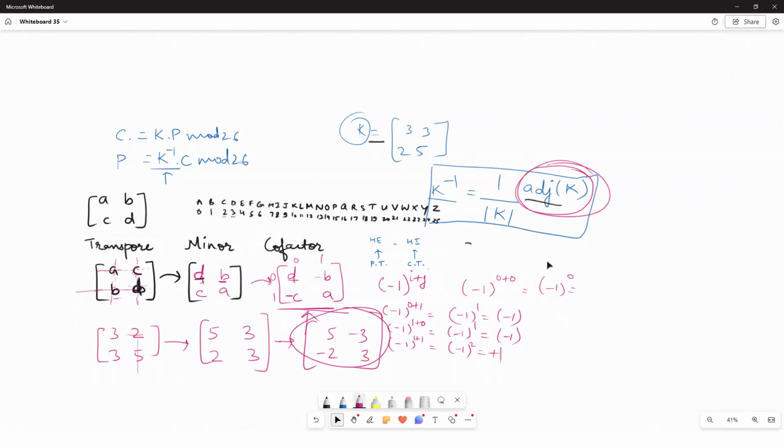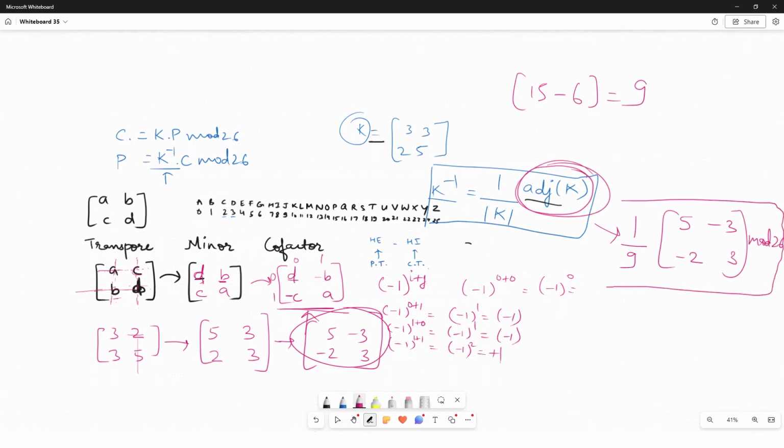Now, in order to calculate the determinant, you multiply the diagonal elements, which is 15 minus 6, which is 9. So what you will do in the end is, the resultant of this is 1 over 9 times 5, -3, -2, 3, mod 26.